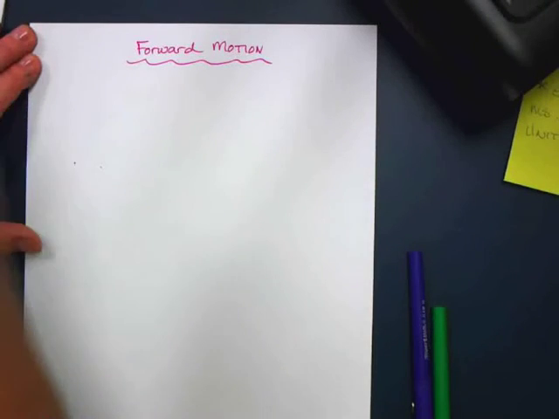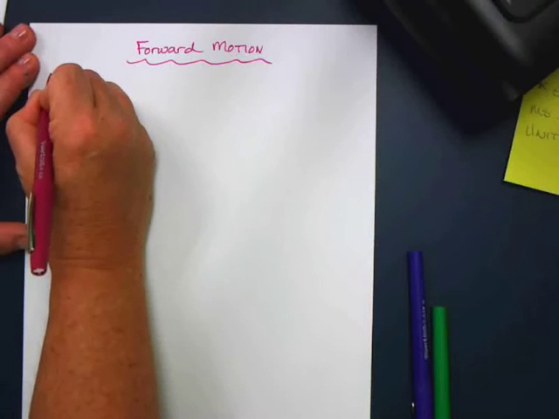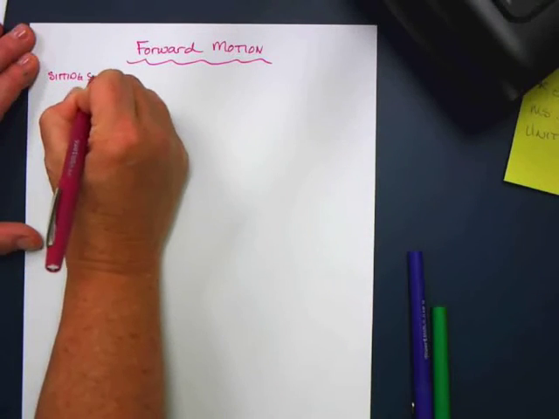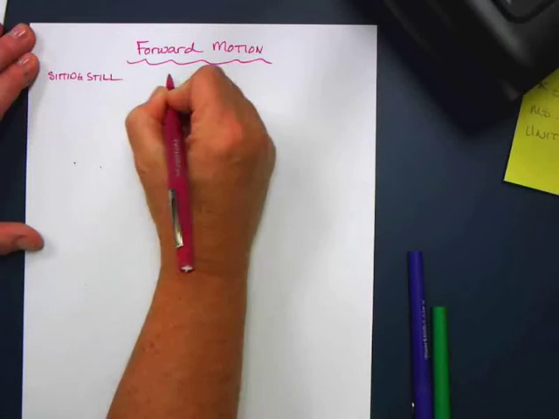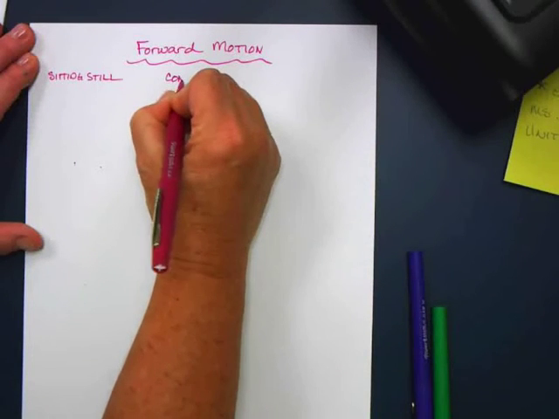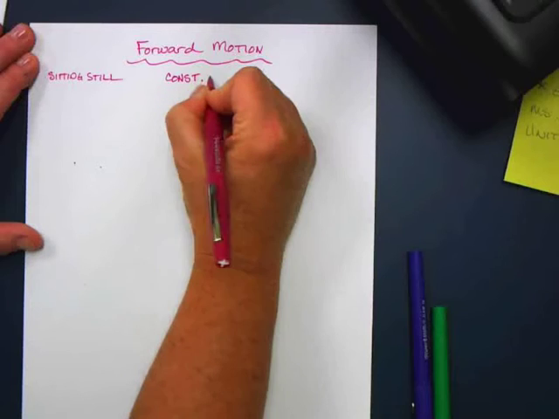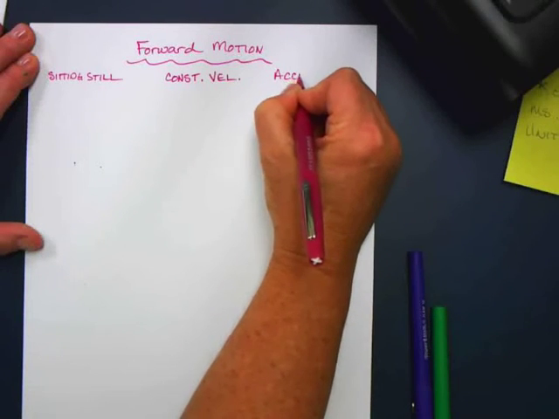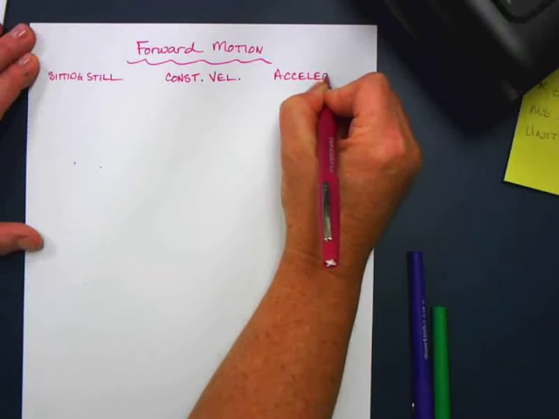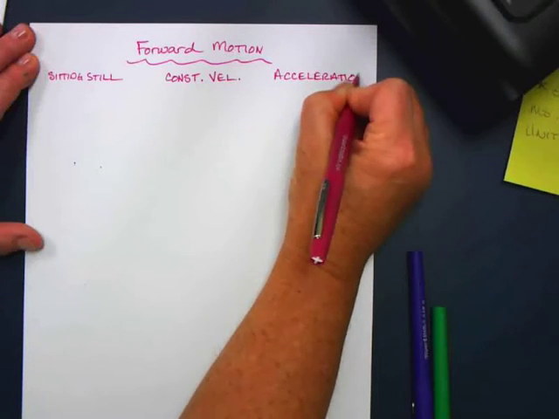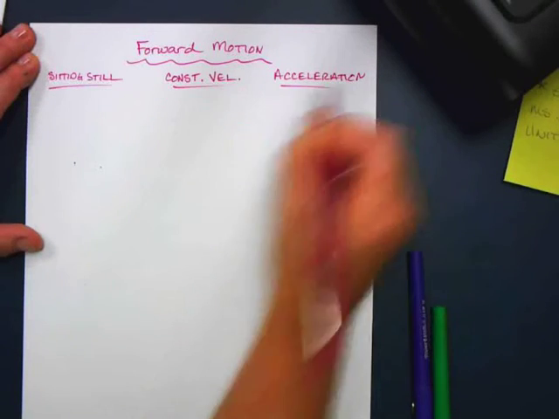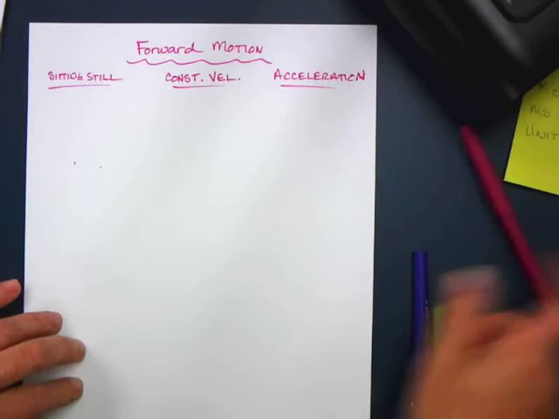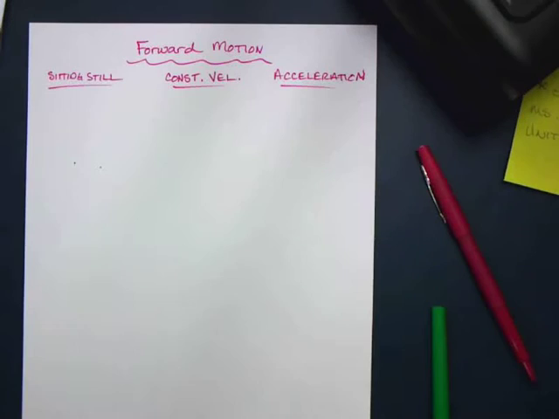And there's going to be basically 3 different types of motion. Sitting still, so 0 velocity. Constant velocity. And acceleration. So those are the 3 types, and I'm talking about forward motion, which means we'll probably also look at backward motion.